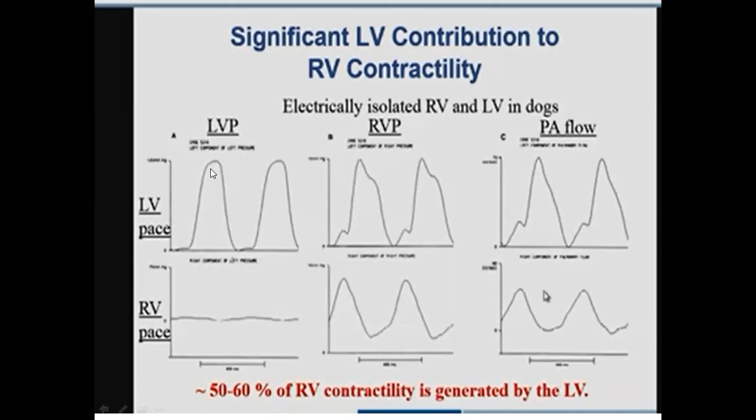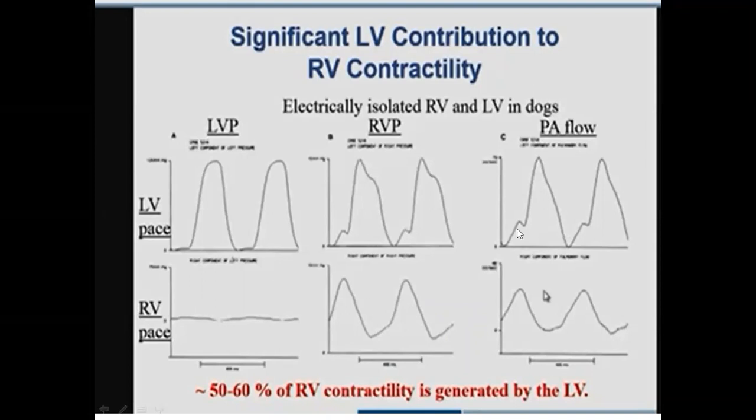So by doing so, when they paced only the LV, LV pressure is generated, as you can see, and RV pressure is also generated with corresponding PA flow, meaning pulmonary artery flow. But when they isolatedly paced the RV, there is no pressure generated in the left ventricle, and there is no flow in the aorta. And there was also generation of right ventricular pressure, and there is generation of PA flow also.